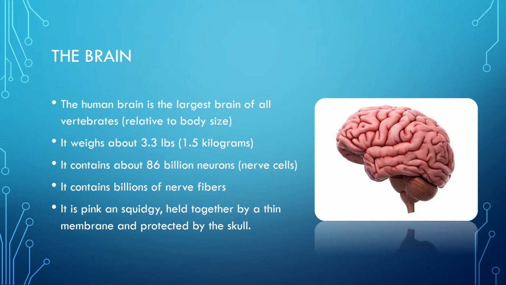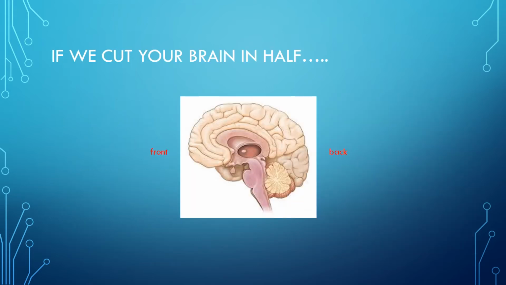So let's think about your brain. It's pink and squidgy. It's held together by a thin membrane and pretty much protected by the thick bone in your skull. Relative to the size of your body, it is the largest brain of all vertebrates. It weighs about 3.3 pounds, that's about 1.5 kilograms. And it's got about 86 billion neurons and billions of nerve fibres joining those neurons to other neurons and out to your senses. It's quite a remarkable organ.